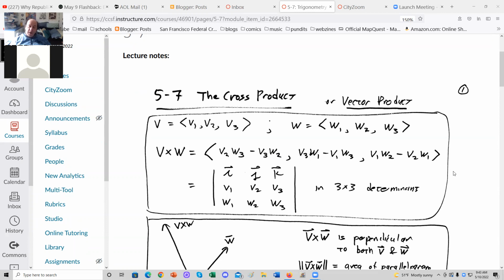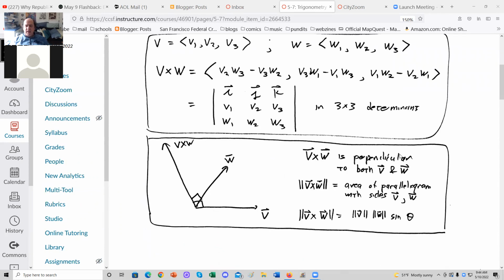You can express this in terms of a 3x3 determinant. Put an I, a J, and a K vector in the first row, V1, 2, 3 in the second row, W1, 2, 3 in the third row. And by the definition of determinant, this determinant equals this. It even takes care of the reversal for J, V3 W1 minus V1 W3, which is the reverse, but that's because there's a negative in the expansion of a 3x3 determinant. Okay, so it's this. And it has these two rules.